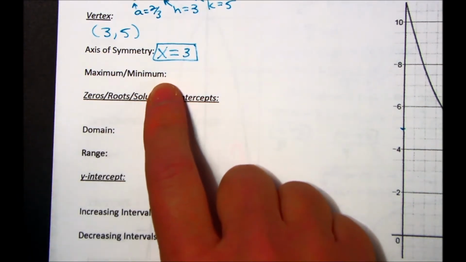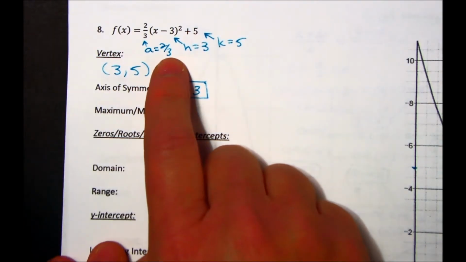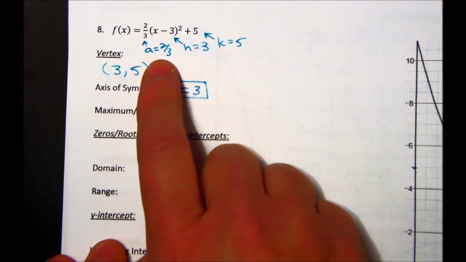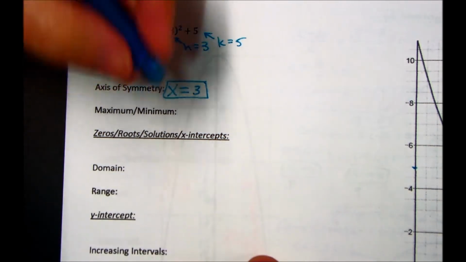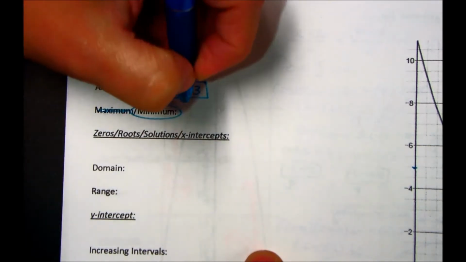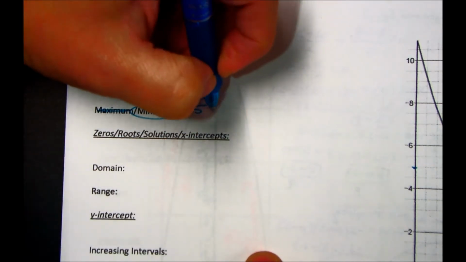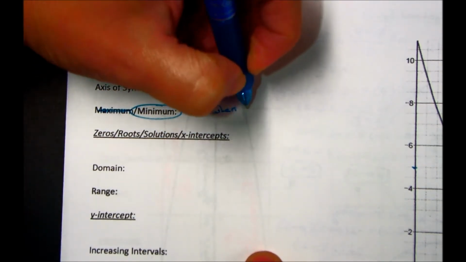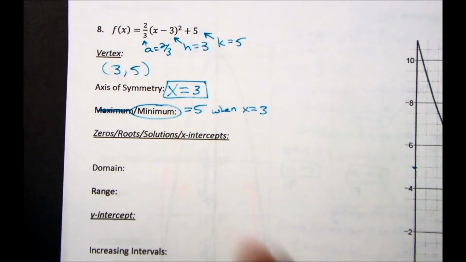Your max or your min. So this time, if you look at your a value, it's positive, which tells you your parabola opens up. So the vertex will be the lowest point on the graph, so it will not be a max, it will be a minimum value of k, again, which is 5, when x equals 3. So your minimum value is k when x equals 3. And that, again, comes to that vertex.